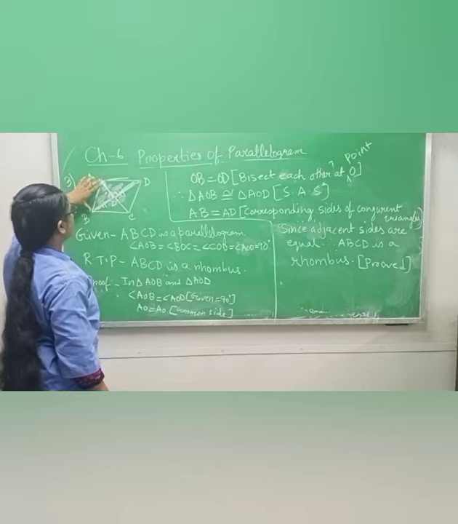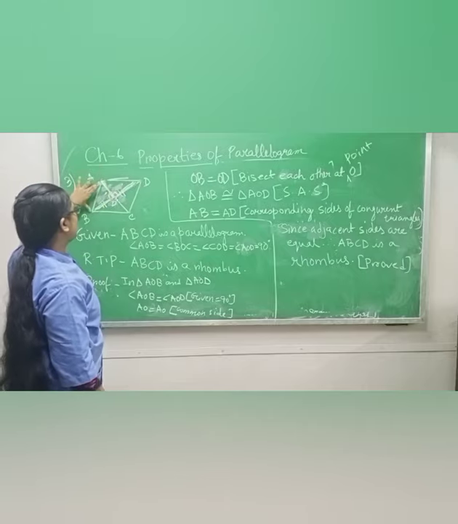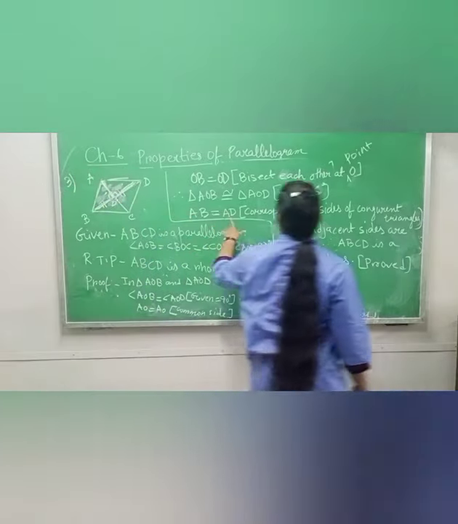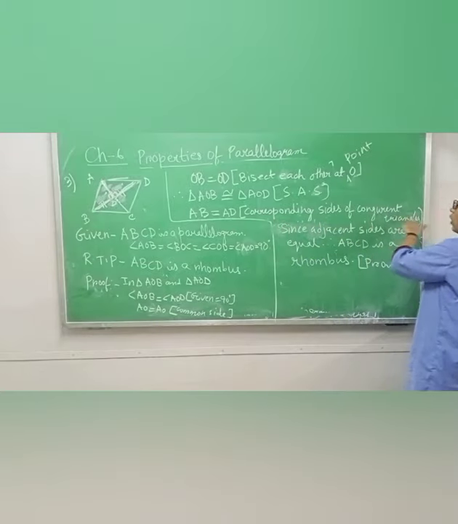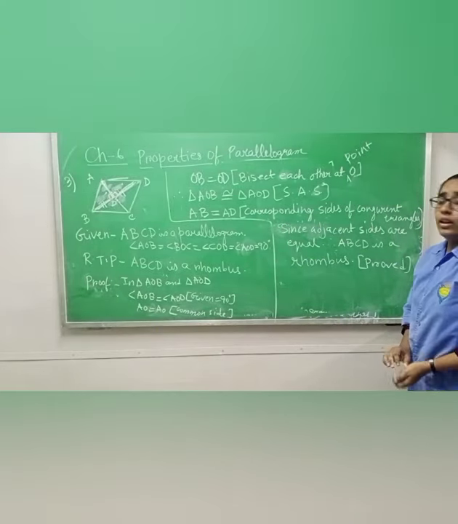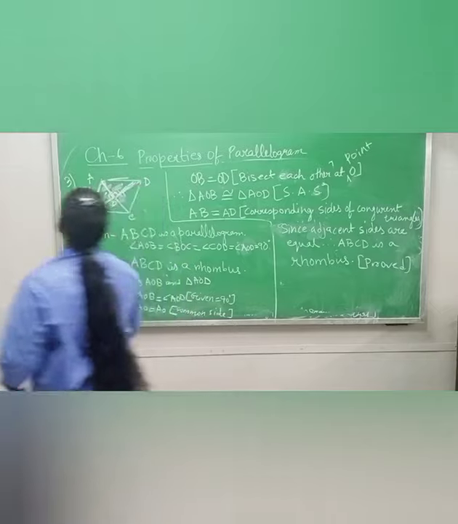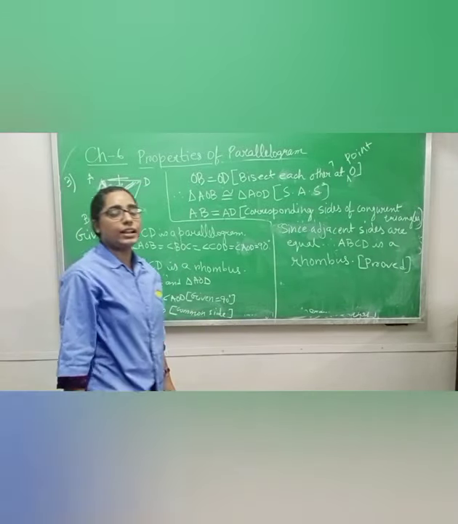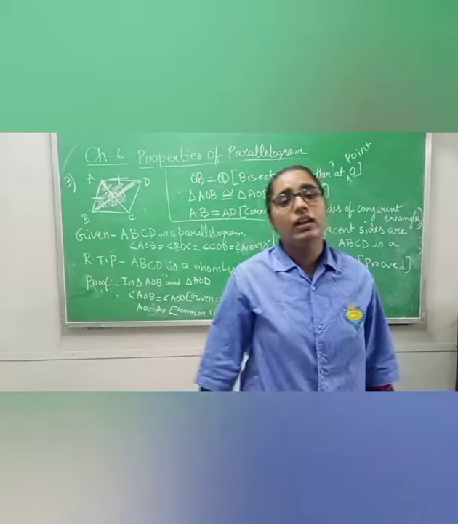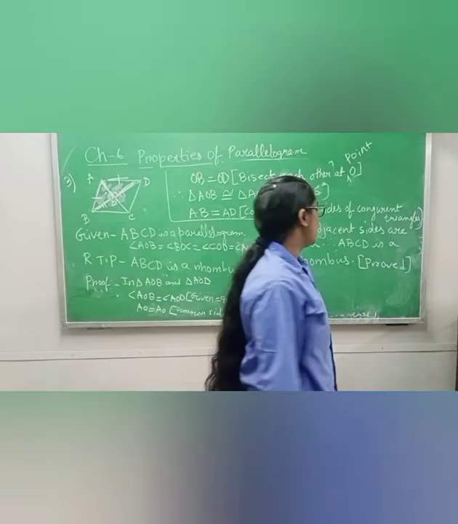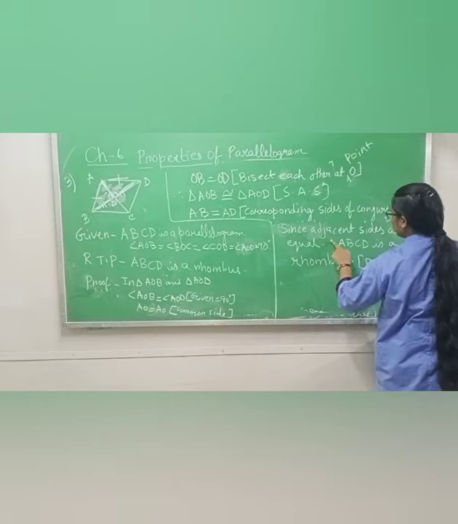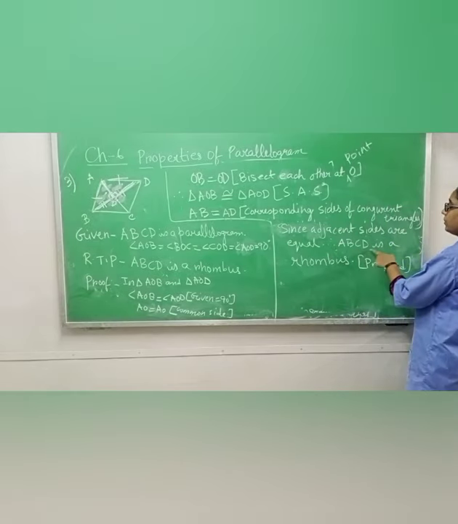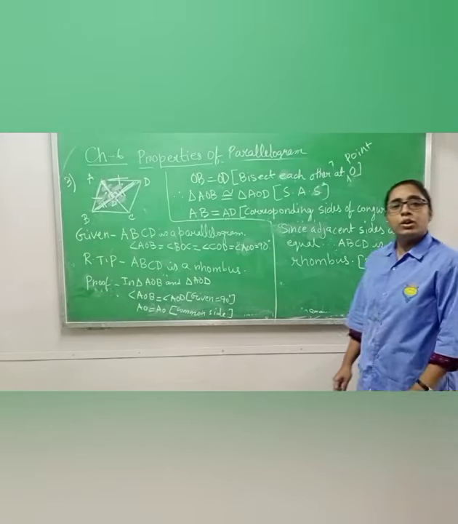Which side is left? This one and this one. It means AB equals AD, corresponding sides of congruent triangles. Now you can see this: AB and AD are both adjacent sides. If adjacent sides are equal, then we can say that it is a rhombus. That is why I have written, since adjacent sides are equal, therefore ABCD is a rhombus. Proved.